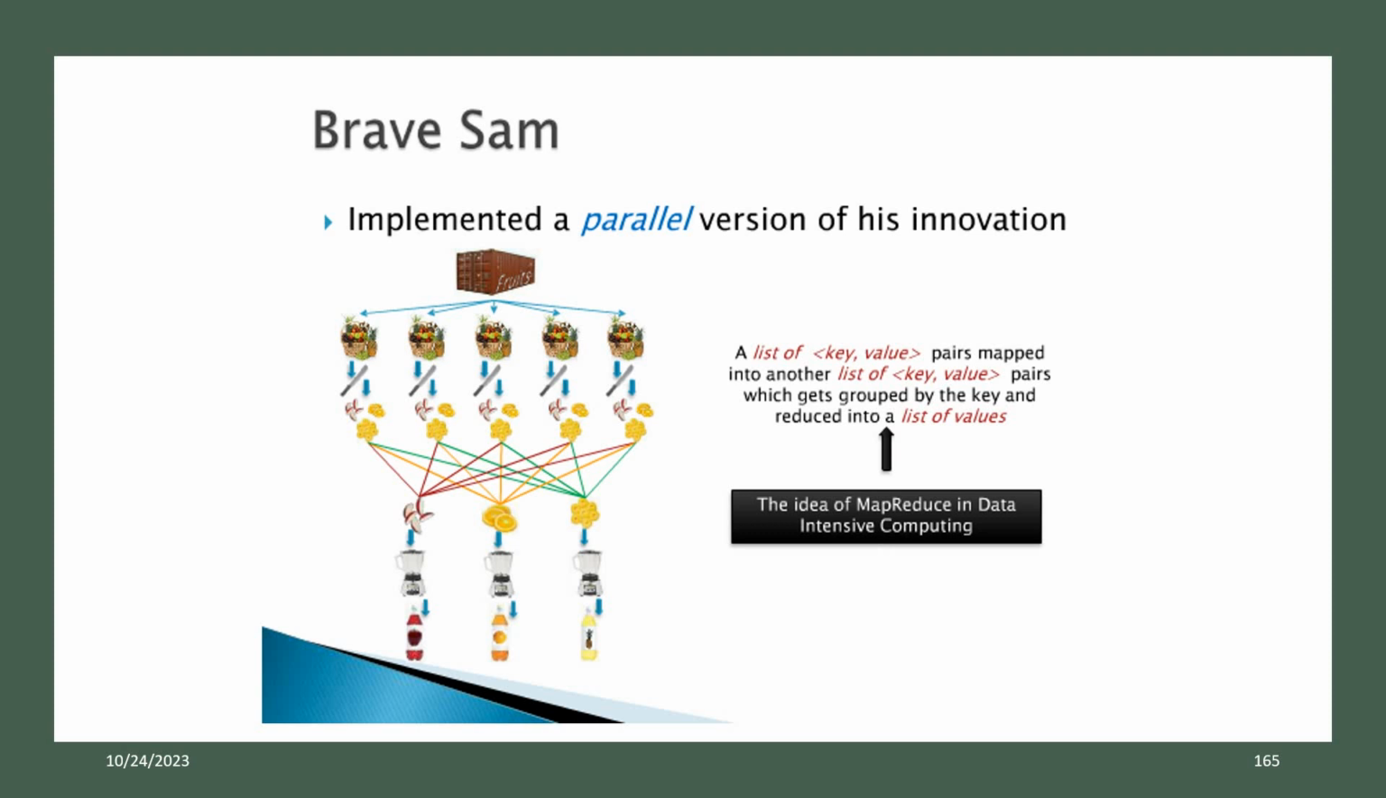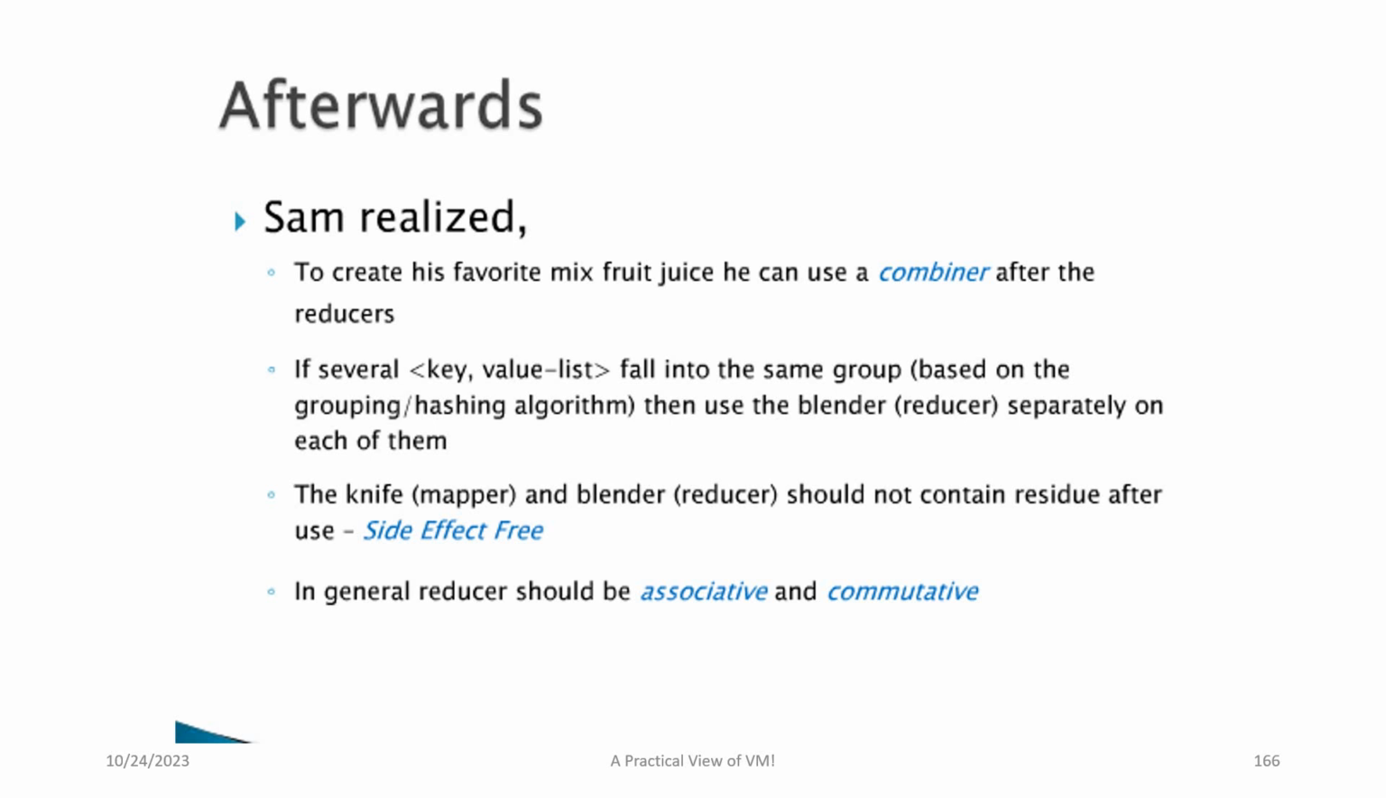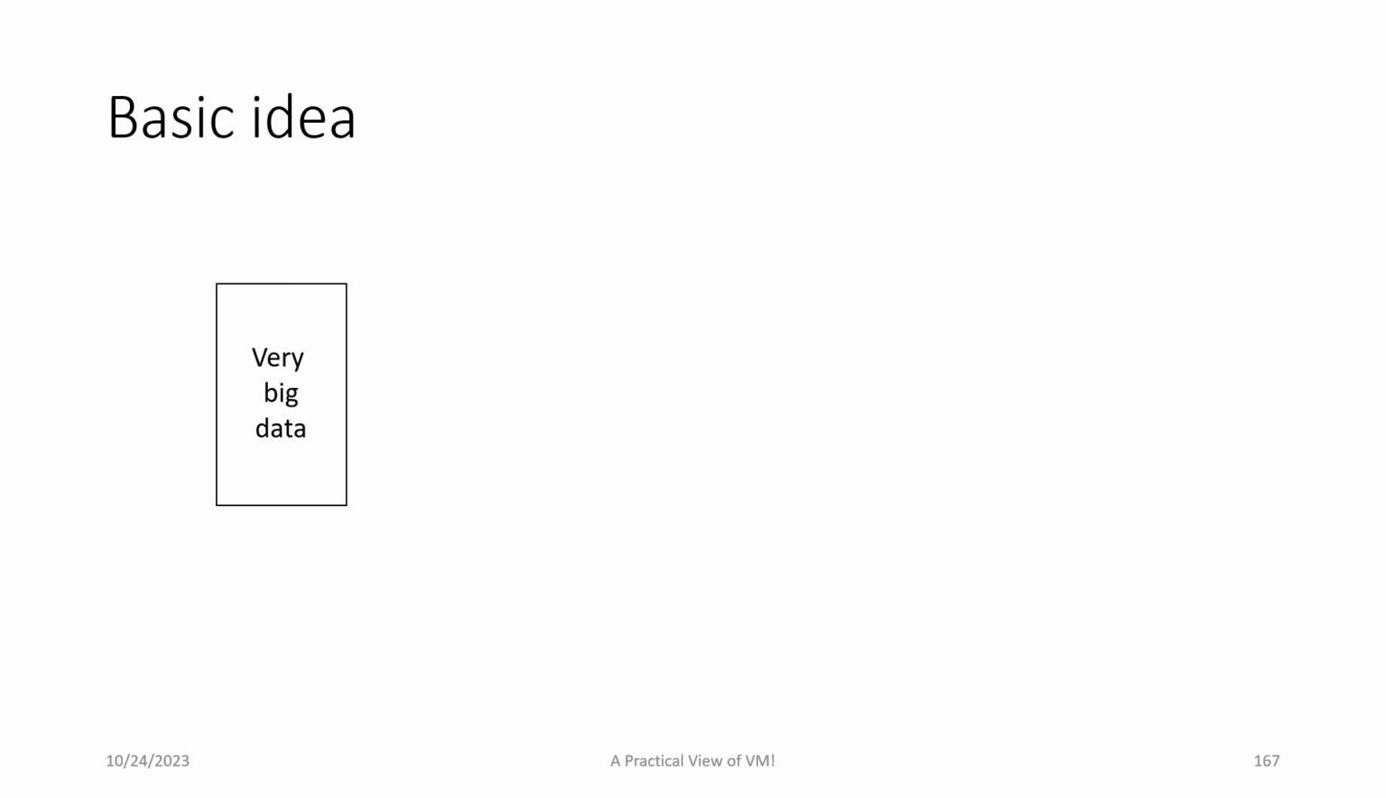Very simple. The idea of map reduce is very useful in intensive computing. It's very, very important. So it is important to understand that you need to have a proper setup available to identify the fruits, to cut the fruits, to collate them together based on the types, and then to grind it. You need to have proper infrastructure available to go ahead with it. The knife is called the mapper, the blender is called the reducer, and it's very important not to have any side effects. You should not have any residue left after use as well. This is one important point you need to consider.